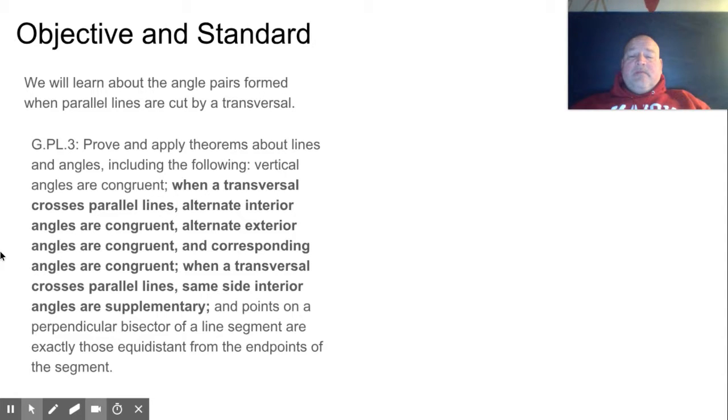Our standard is the same standard we've been working with for a while. We'll just do the highlighted parts today. When a transversal crosses parallel lines, alternate interior angles are congruent, alternate exterior angles are congruent, and corresponding angles are congruent. Also, same side interior angles are supplementary.